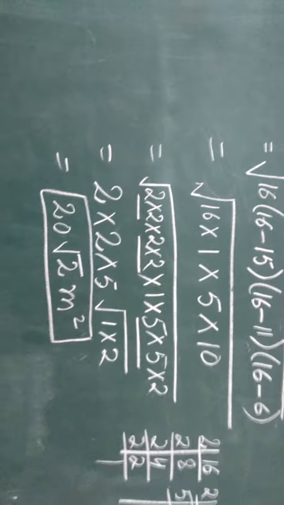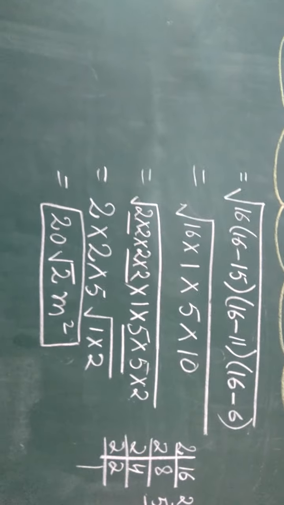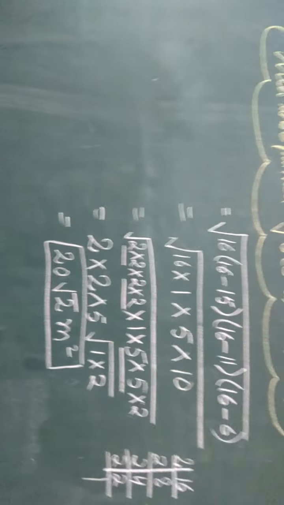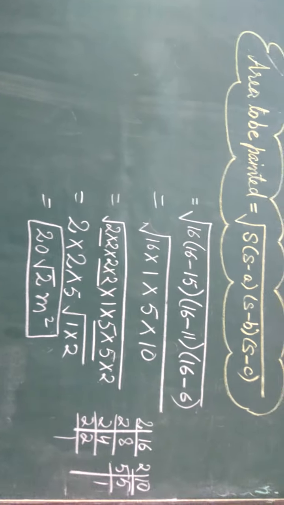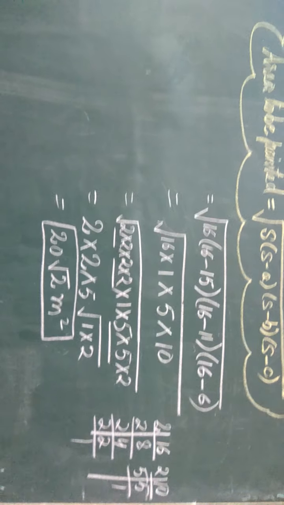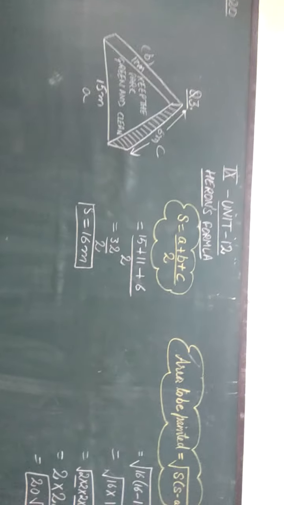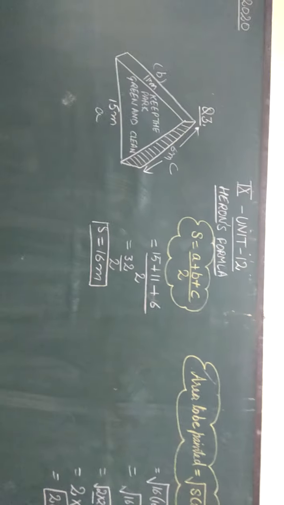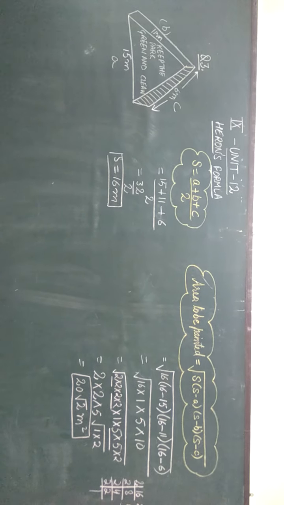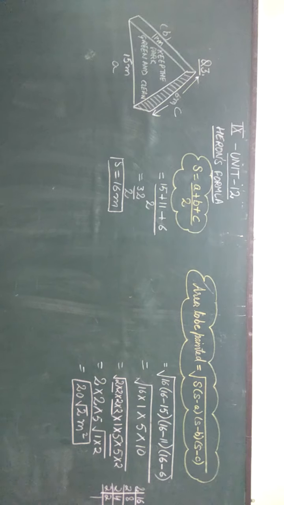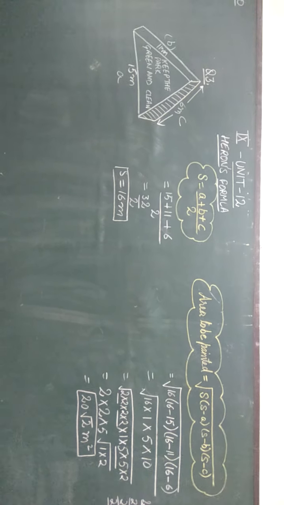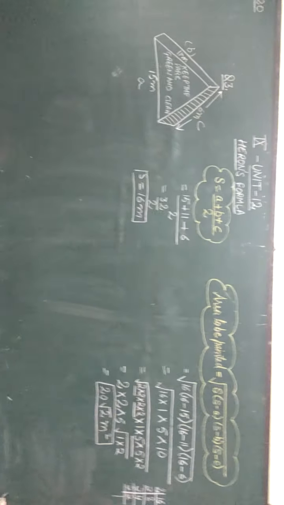This is the area. I told you yesterday, for area the units should be square units. So in this way, you will get the area to be painted. The area of the wall to be painted is equal to 20 square root of 2 meter square. We can further solve it by the long division method. We can find out the value of root 2 also. So in this way, dear students, you can do it.